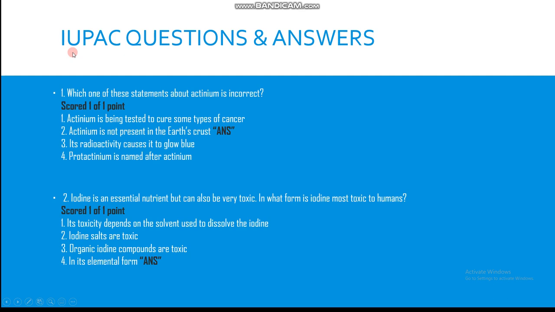So finally, I have a quiz with questions and answers. Number one, which of these statements about actinium is incorrect? Actinium is not present in Earth's crust. Number two, iodine is an essential nutrient but can also be very toxic. In what form is iodine most toxic to humans? In its elemental form.